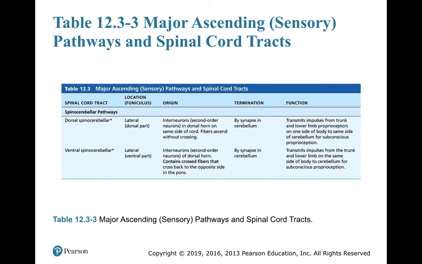The dorsal spinocerebellar is involved in transmitting impulses from the trunk and lower limbs proprioceptors to give us a consciousness or subconsciousness to the cerebellum for making plans, while the ventral spinocerebellar transmits impulses from the trunk and the lower limb to the same side to the cerebellum for subconscious proprioception again.